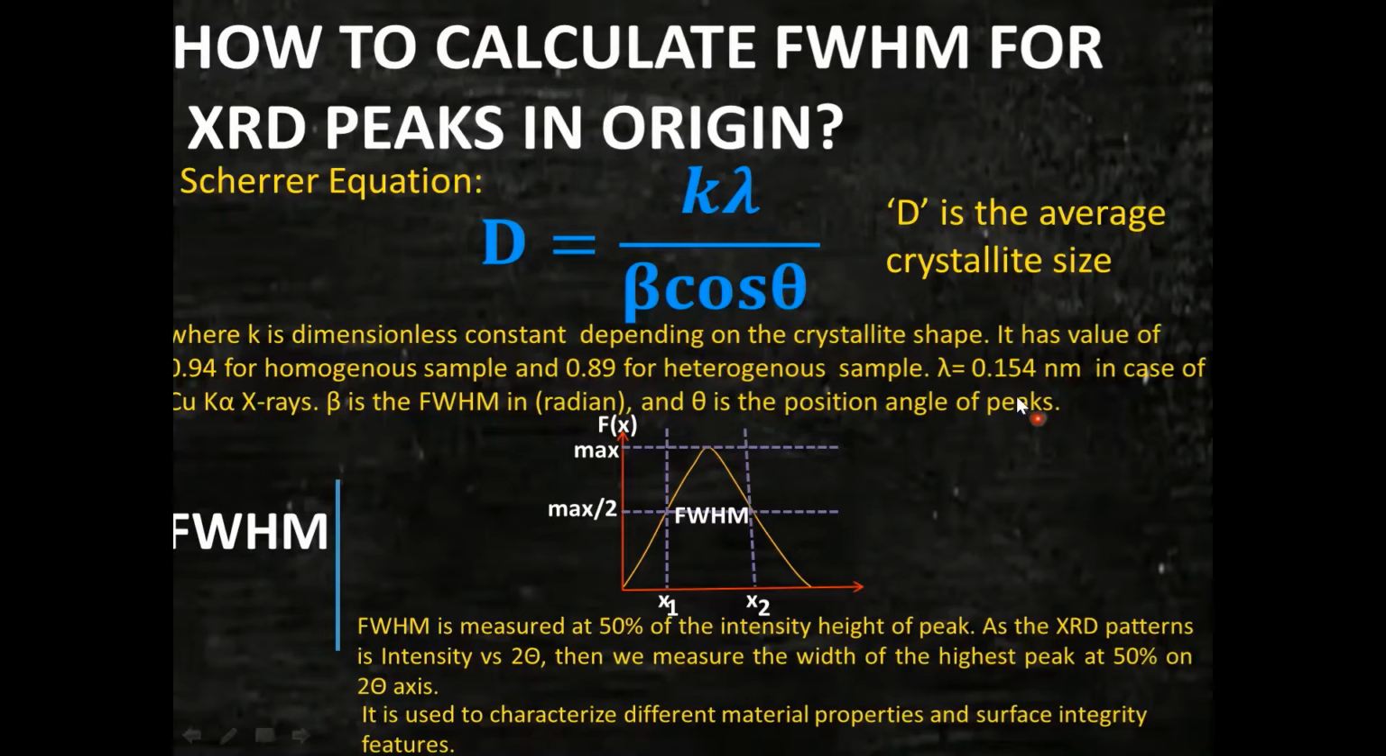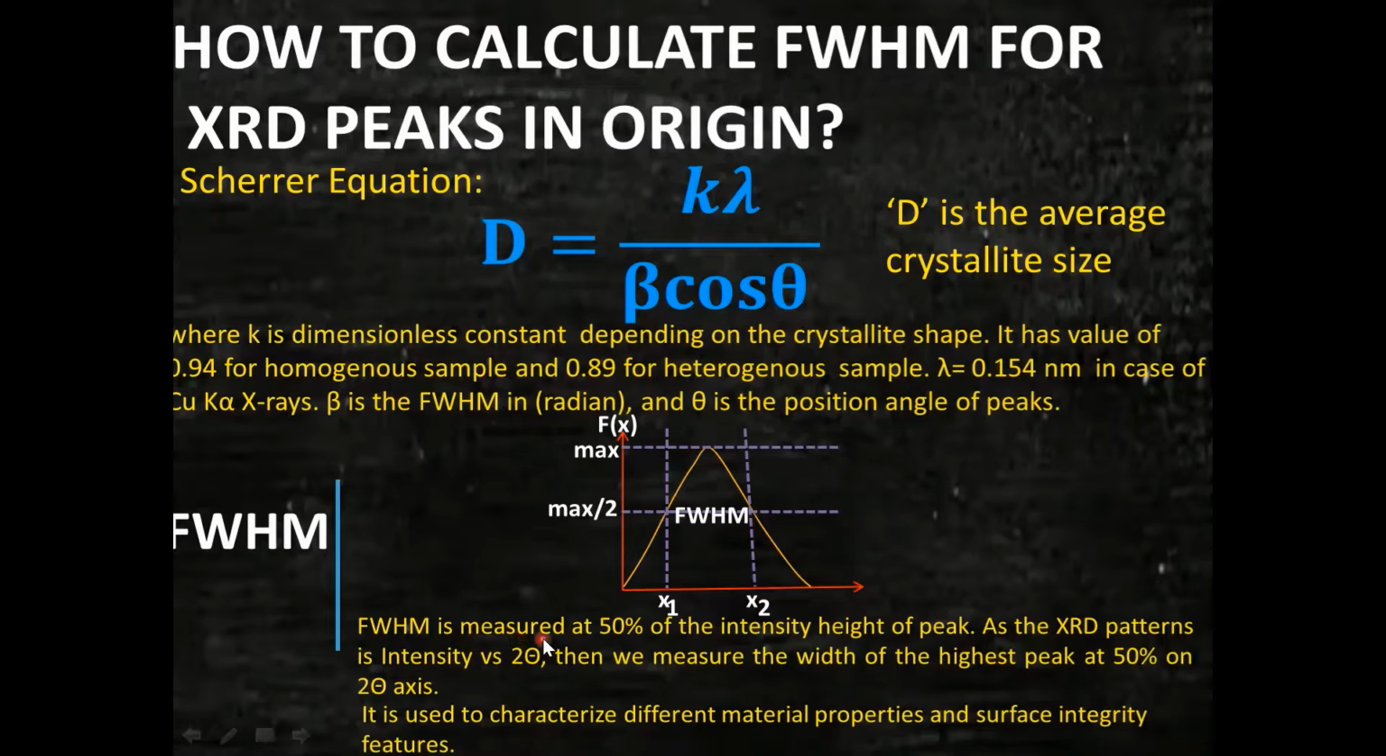And lambda equals 0.154 nanometer in case of copper K alpha X-rays. And beta represents the full width half maximum, and that is measured in radians. And theta represents the position angle of the peaks.